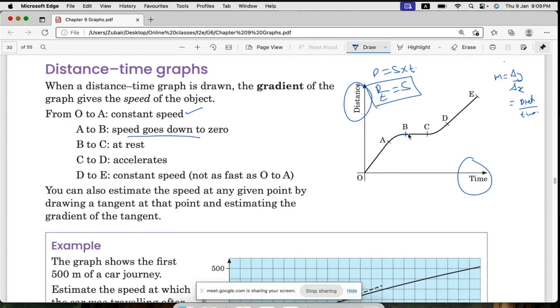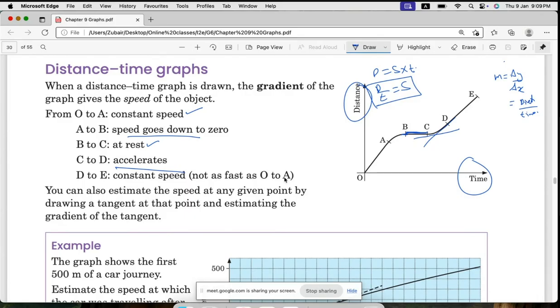B to C, the gradient is zero. That means the speed is zero and it means the object is at rest. It is not moving. C to D, it accelerates. From C to D, if I talk about the gradient, see the gradient is increasing. That means the speed is increasing and hence it is accelerating.